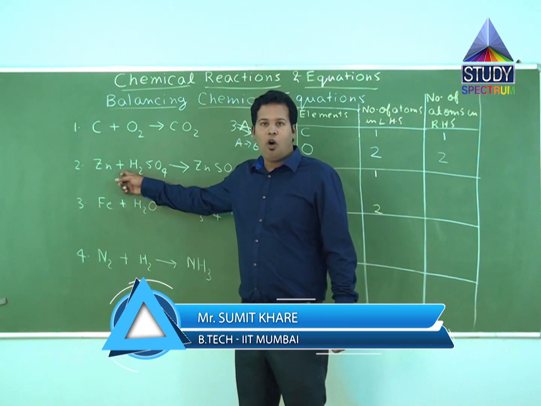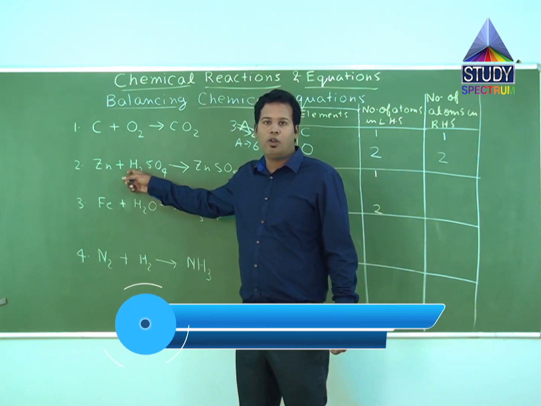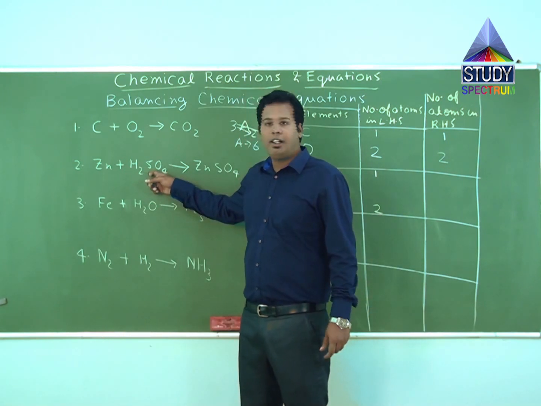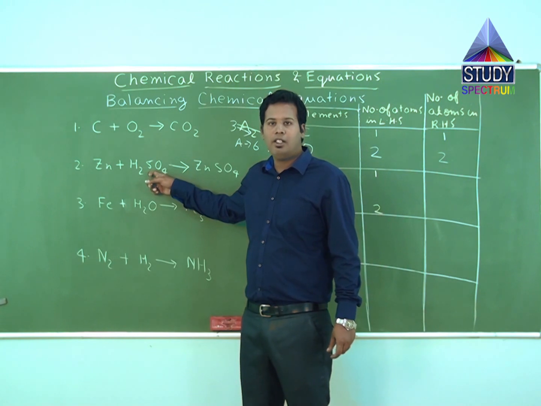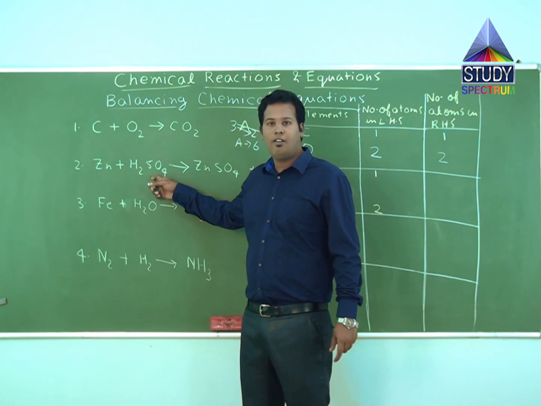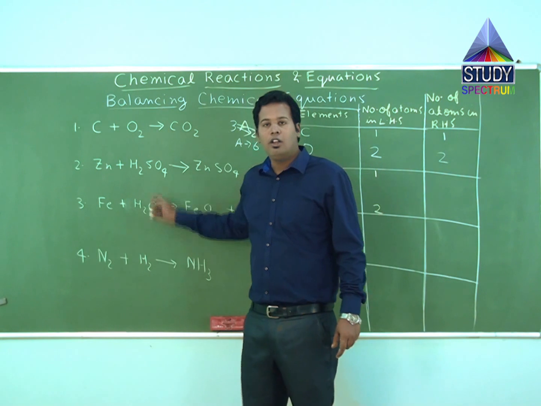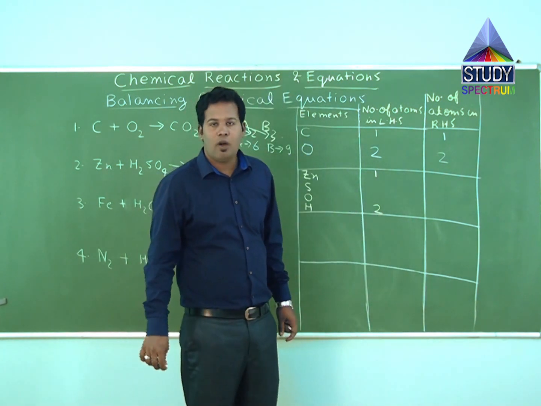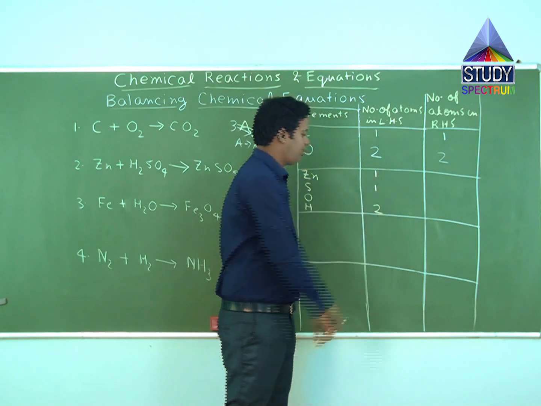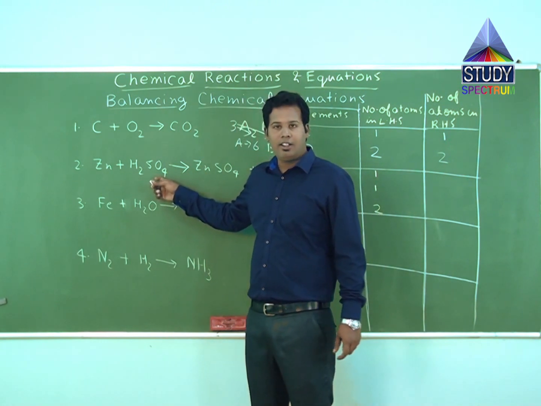Now let us talk about the third element, that is sulfur. Since nothing has been written as the coefficient of this compound, it means the coefficient of the compound should be 1. And nothing has been written as the suffix of sulfur, it means the suffix of sulfur is also 1. So coefficient into suffix will be the number of atoms of sulfur in this compound, that is 1 into 1. So the number of atoms of sulfur in LHS is 1. Correct?